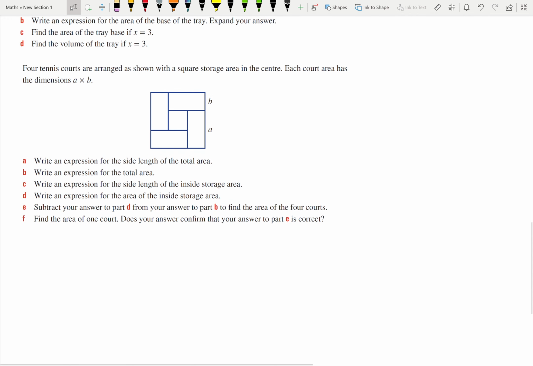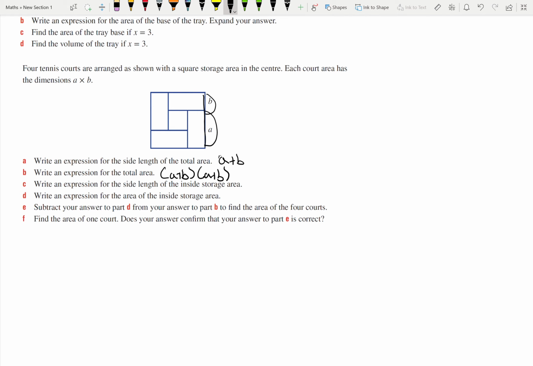4 tennis courts are arranged as shown with a square storage area in the center. Each court area has the dimensions a multiplied by b. Find an expression for the side length of the total area. Well, the total side length would be this entire thing, and that would just be a plus b. Find an expression for the total area. The total area would be length times width, so it would be a plus b multiplied by a plus b. I think you can see where this is going.